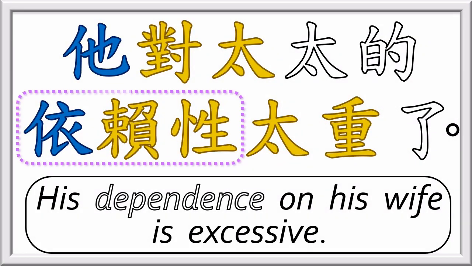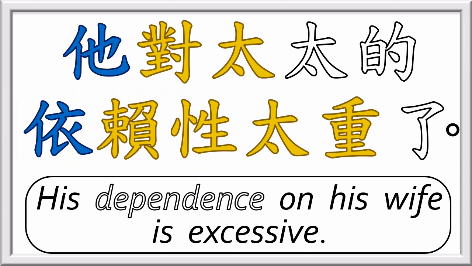To depend on is expressed by 依 with 赖 from lesson 106. 他对太太的依赖性太重了。His dependence on his wife is excessive. Notice the use of 性 to create a noun meaning a property or quality. This usage and many others were created by the Japanese and borrowed into Chinese in the early years of the Republic of China around 1911.